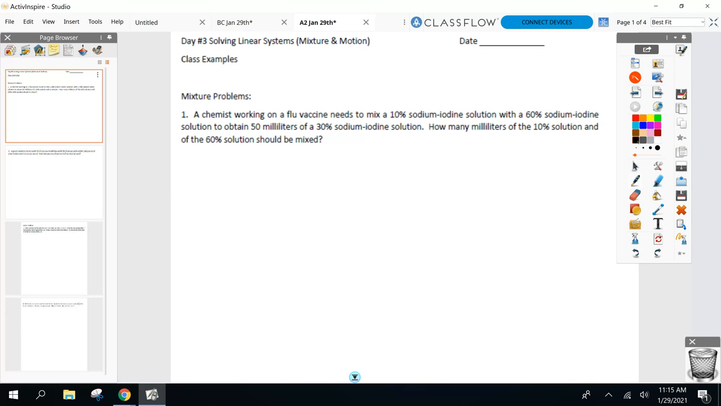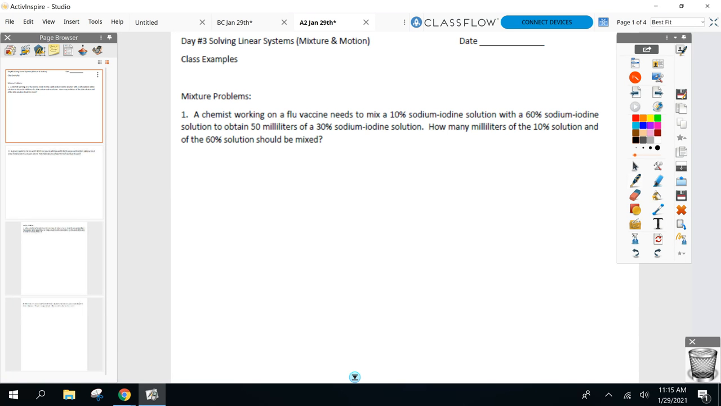All right, we're working on a flu vaccine. Hey, good timing, huh? Needs to mix. Okay, I need to mix a 10% solution with a 60% solution. Anybody getting SAT vibes right now? So I got to mix a 10% and a 60% solution together to somehow create 50 milliliters of a 30% solution. So how much of the 10 and how much of the 60 do I need?